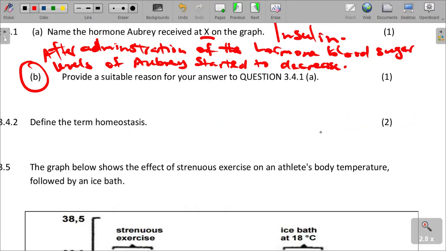And then the question is saying, define homeostasis.